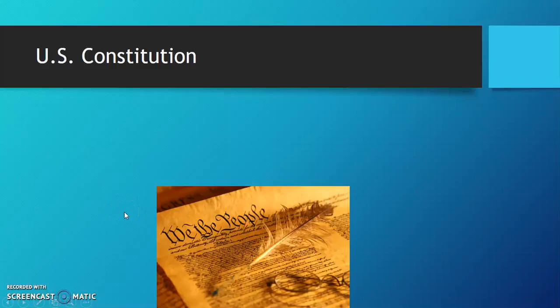Welcome to learning about Chapter 9 in the U.S. Constitution. So we know a little bit about the Constitution from the Convention, but still we are really going to dig into the ins and outs of this Constitution.